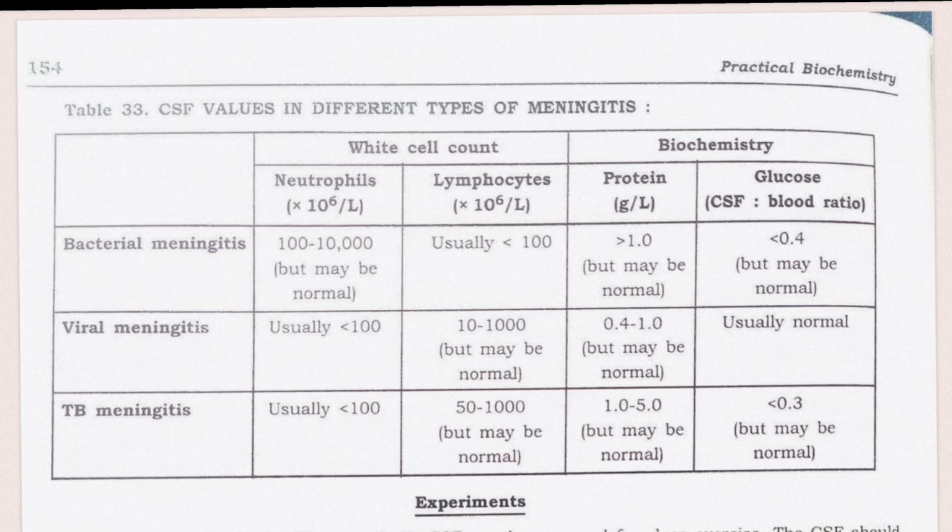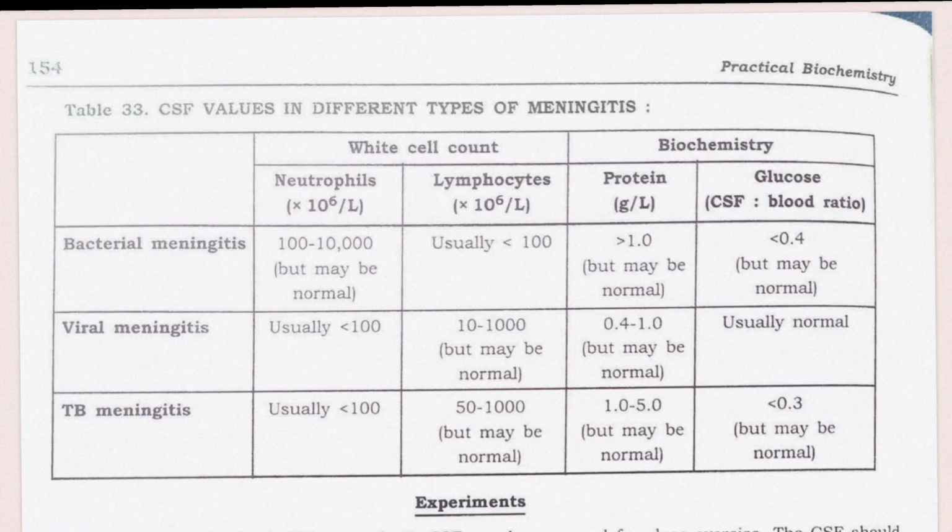बायोकेमिस्ट्री: प्रोटीन ग्रेटर देन 1.0, बट में भी नॉर्मल. ग्लूकोज CSF इज टू ब्लड रेशियो लेस देन 0.4, बट में भी नॉर्मल. बैक्टीरियल मेनिंजाइटिस में ऐसा हो सकता है. न्यूट्रोफिल नॉर्मल आ सकता है, प्रोटीन नॉर्मल आ सकता है, ग्लूकोज नॉर्मल आ सकता है.